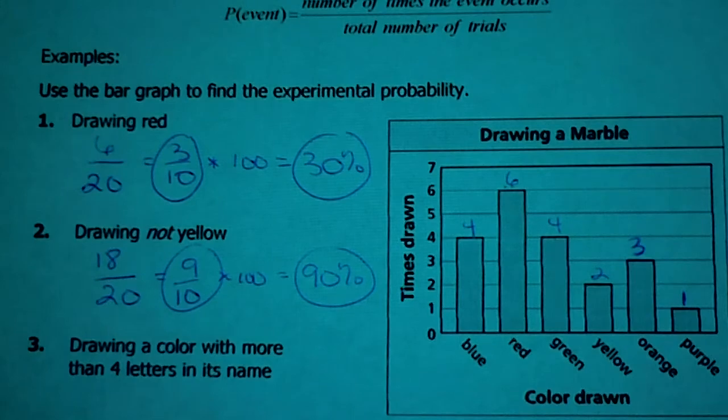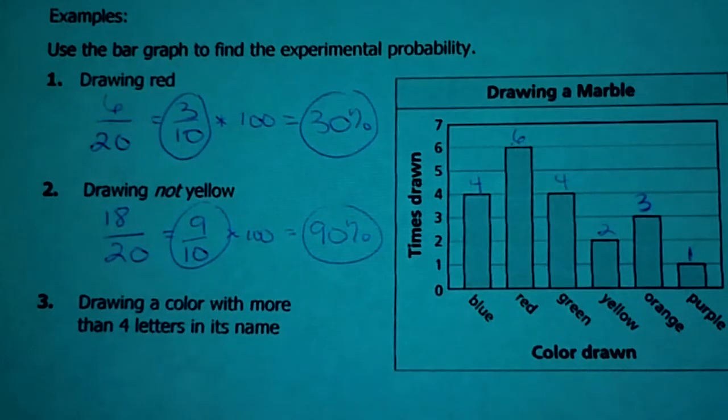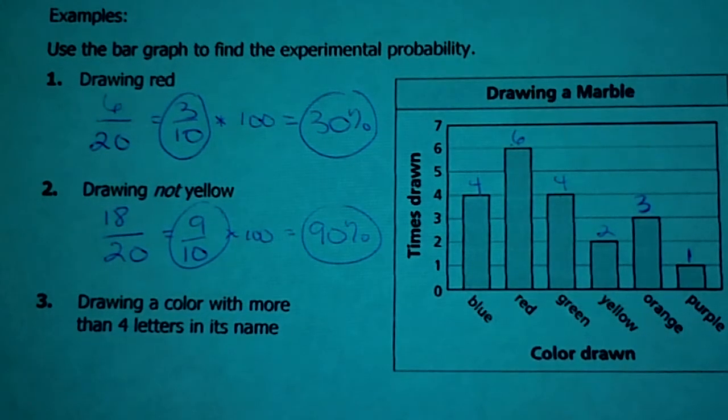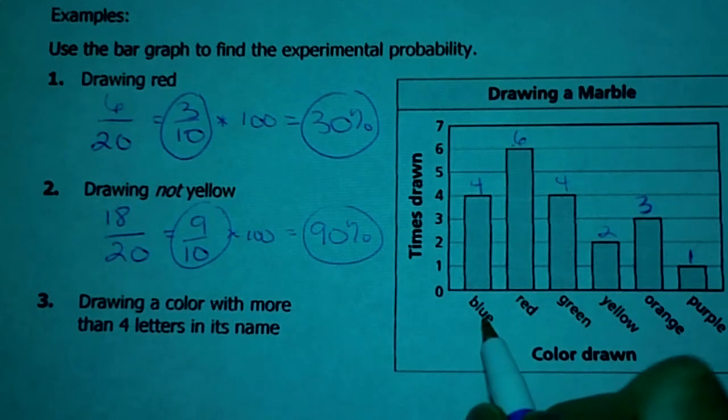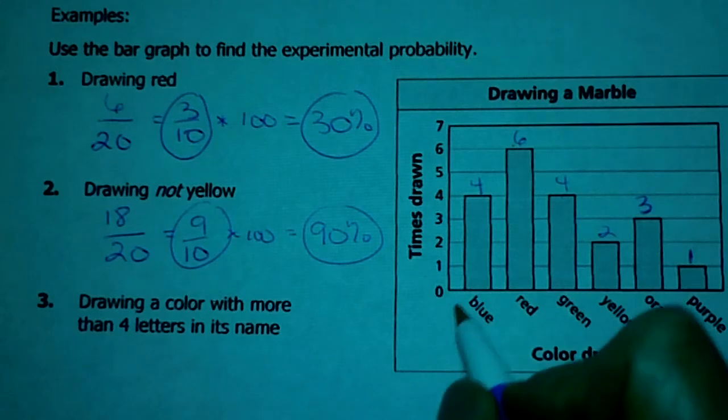All right, number 3, I would like to know the theoretical probability of drawing a color with more than 4 letters in its name. So more than 4 letters in its name. Does that include blue? No, blue has 4 letters in its name, so that one's out.